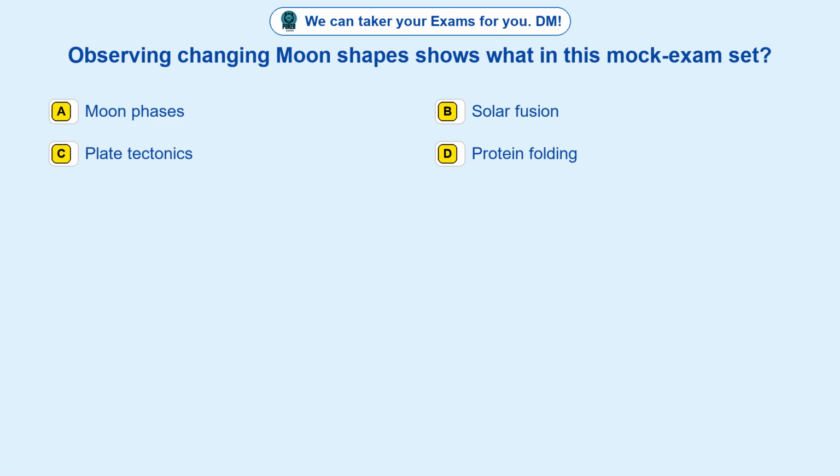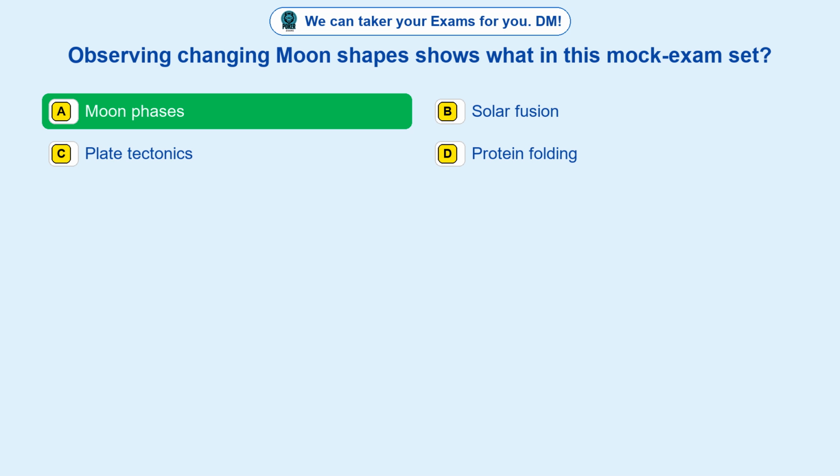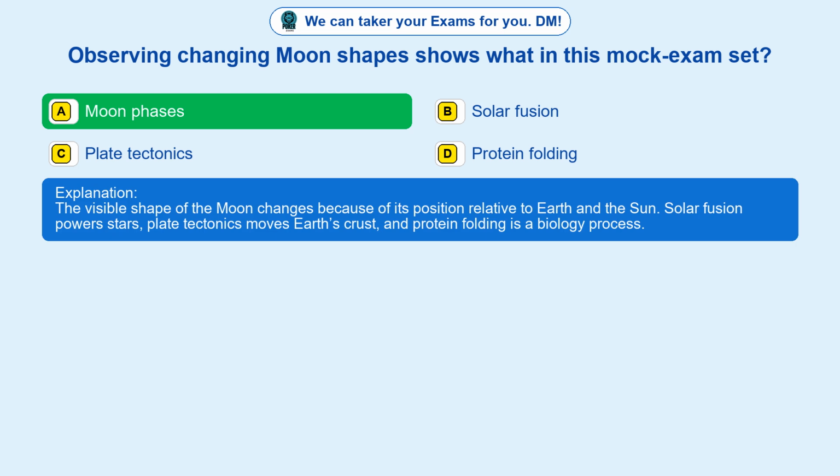Question 90. Observing changing moon shapes shows what in this mock exam set? Option A, moon phases. Option B, solar fusion. Option C, plate tectonics. Option D, protein folding. The correct answer is option A. Moon phases. The visible shape of the moon changes because of its position relative to Earth and the Sun. Solar fusion powers stars, plate tectonics moves Earth's crust, and protein folding is a biology process.